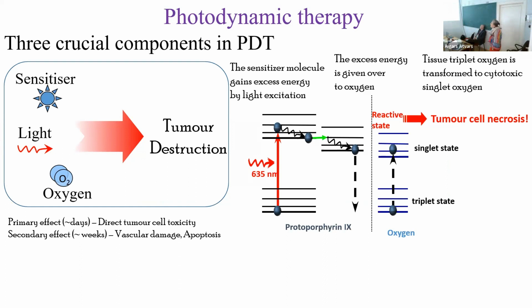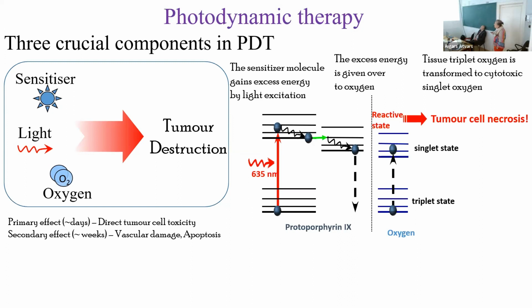I will turn over to photodynamic therapy, and that is an interesting aspect of utilizing light, the tissue oxygen itself, and a sensitizing agent. These three together cause tumor destruction if it's used in an optimal way. And the physics behind it is that you have a molecule, in this case, protoporphyrin-9. It could be many of these sensitizing agents. You shine light onto the tissue, which is sensitized by this molecule.